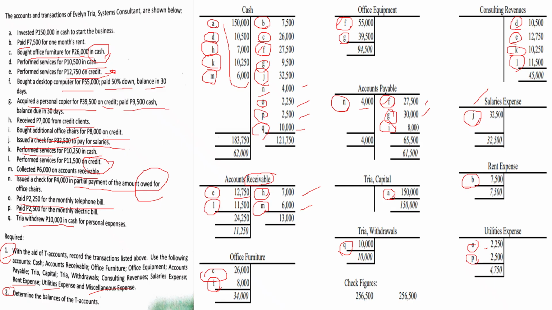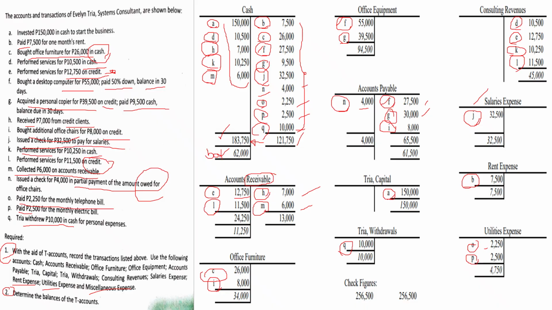The total is 183,750. Then we add all credits. So all credits totaled 121,750. Then we deduct our credit from the debit. Now, 183,750 minus 121,750, the difference is 62,000. Take note, we place the balance on the debit side.